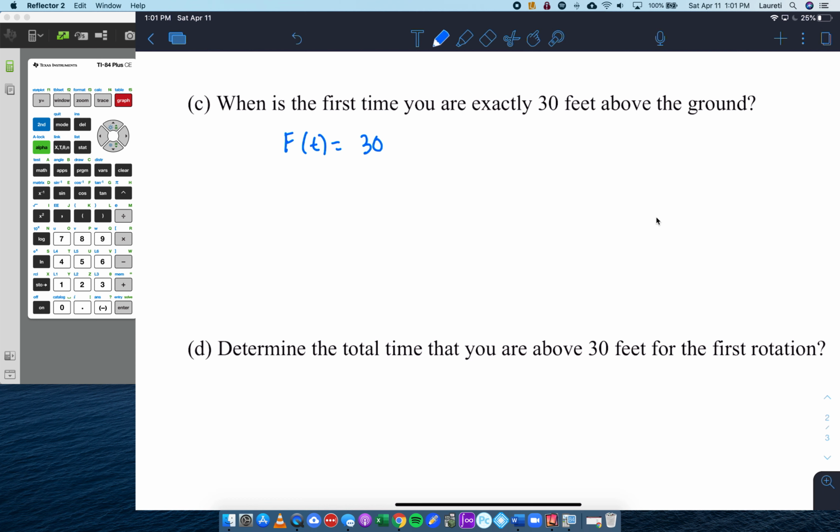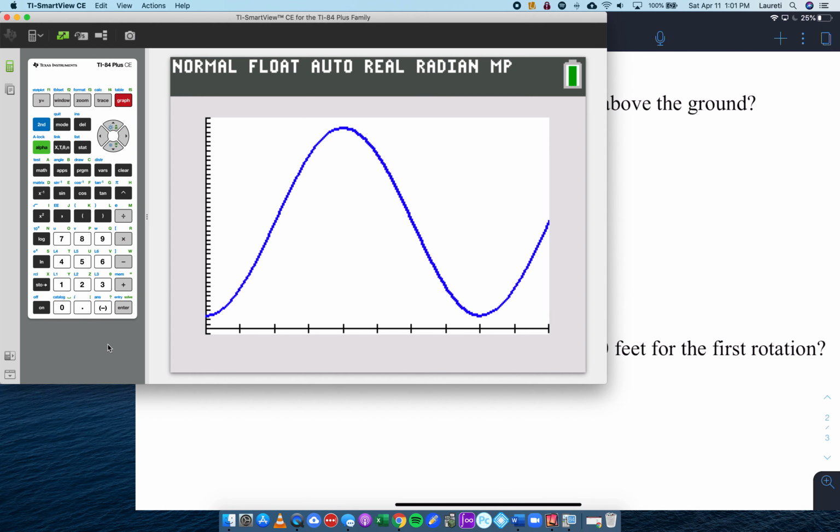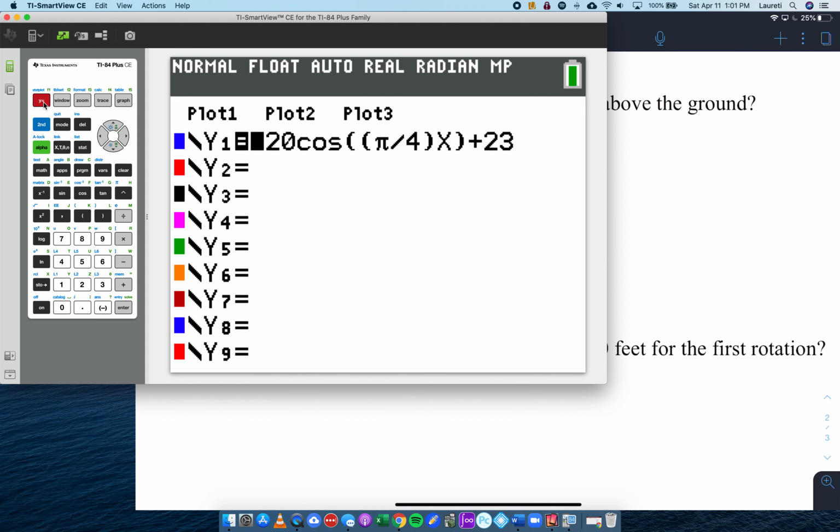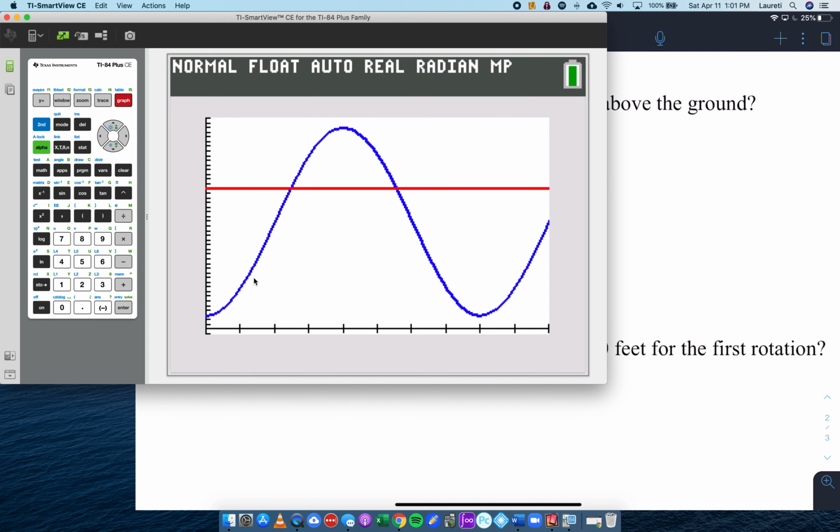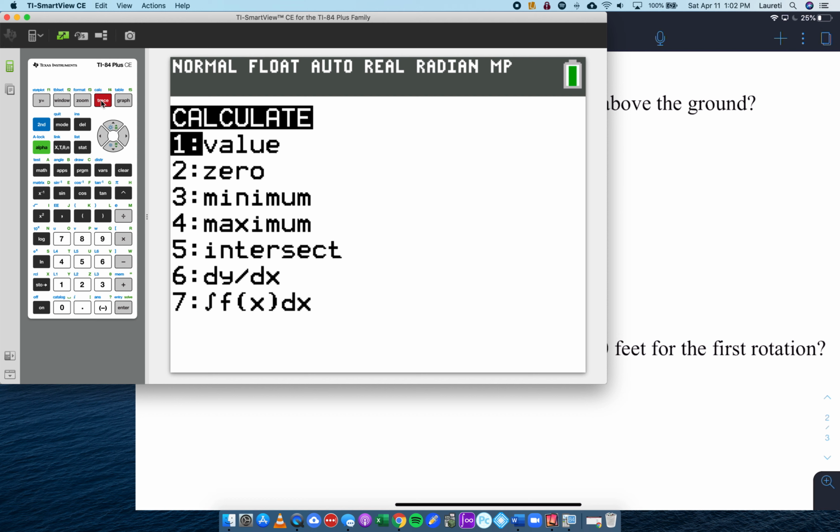Okay, or when does it cross 30 feet? All right, so what you guys can do on your calculators is you go back to y equals, and you type in 30. Okay, and then you're going to hit graph. So it's asking for when is the first time that you hit 30, okay, which is right there, right where that intersection occurs. Now to figure that out, you're going to hit second, and then the calc menu, which is the trace button, and then you're going to go down to number 5 for intersect.